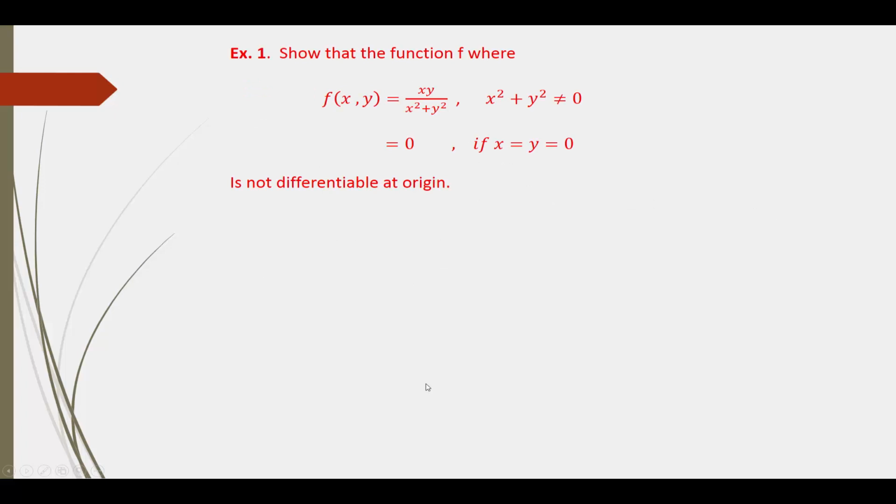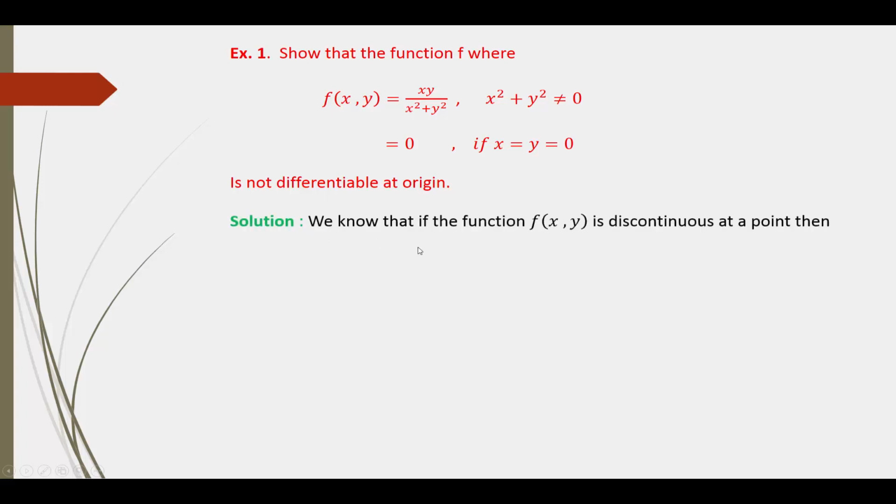Example number 1. Show that the function f, where f of x, y equals x y upon x square plus y square for x square plus y square not equal to 0, and f of x, y equals 0 if x equals y equals 0. Show that the function is not differentiable at the origin, at the point (0, 0).